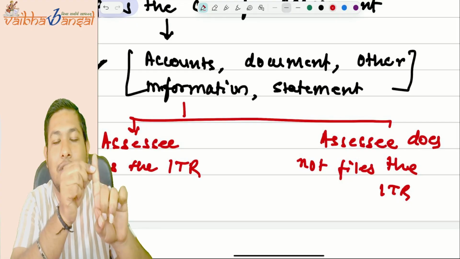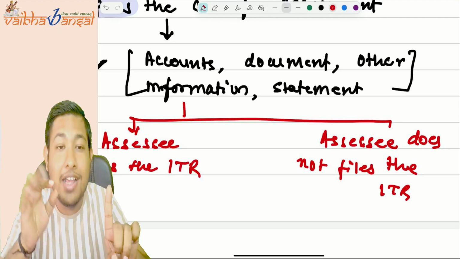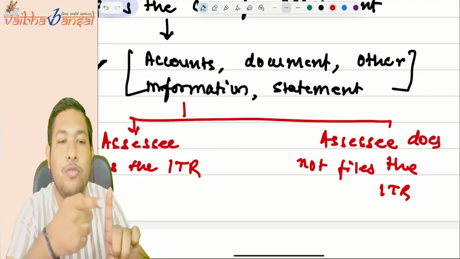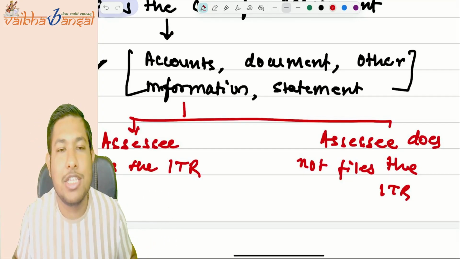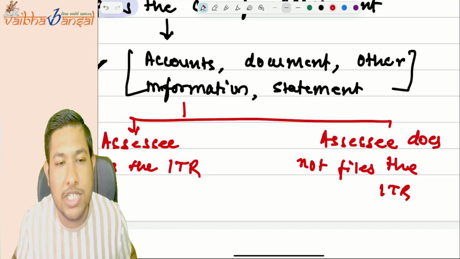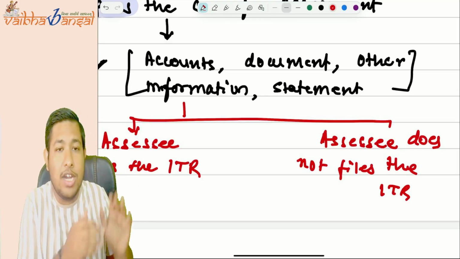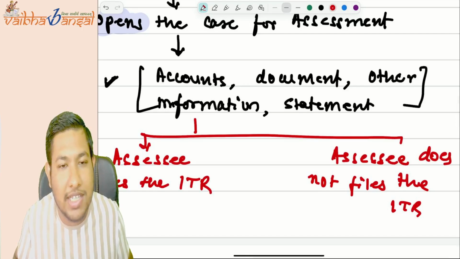The return of income should be filed. If it is not filed, then the assessing officer will give a notice that you need to file the return of income by this particular date. And after that, he can ask you for the accounts, documents, other information, and statement. Understood or not? And if it is already filed by the assessee, then he can directly ask for the accounts, documents, other information, the statement.